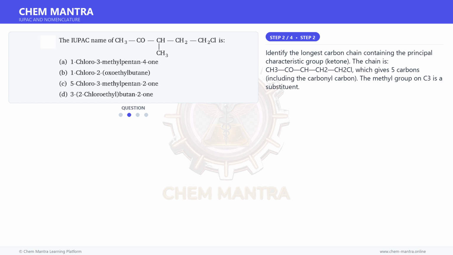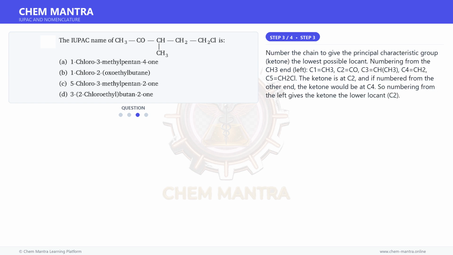Identify the longest carbon chain containing the principal characteristic group, ketone. The chain is CH3, CH, CH2, CH2Cl, which gives 5 carbons, including the carbonyl carbon. The methyl group on C3 is a substituent. Moving on to the next step.